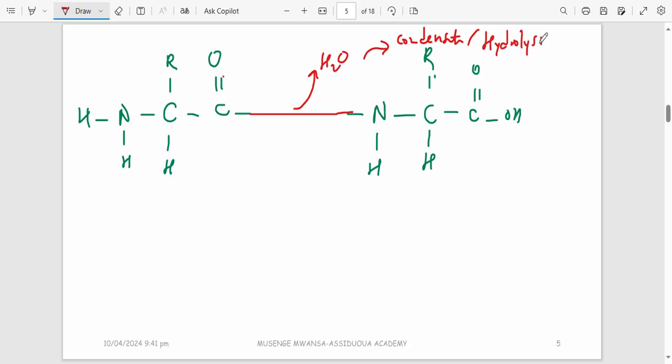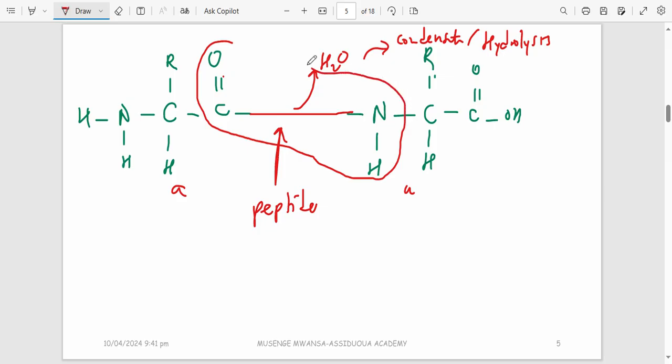Okay, so that is how we get to form peptides. So you only have two amino acids here. This bond that you see between amino acids is known as a peptide bond. What are the atoms that we found on the peptide bond? It's carbon, oxygen, nitrogen, and hydrogen.